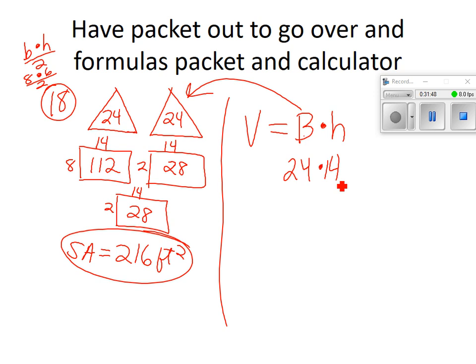Somebody multiply those two, what do you get? 336. Isn't that Owen's barn right there? What's our units? Feet cubed.